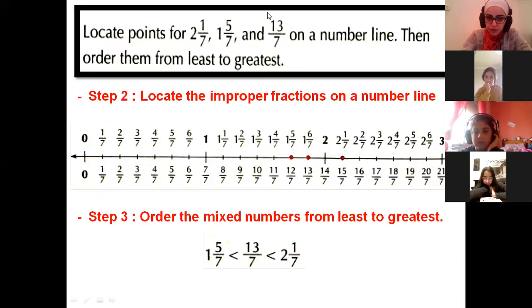Then the 13 over 7: if you count the spaces from the 0, you keep counting until you reach the 13th space. So this is 1, 2, 3, 4, 5, 6, 7. Keep counting even after the 1. 8, 9, 10, 11, 12, 13. Or if you want, you can change the 13 over 7 to a mixed number, which is 1 whole and 6 over 7. In the end, you will get the same place. So this is how we write the mixed numbers on a number line.